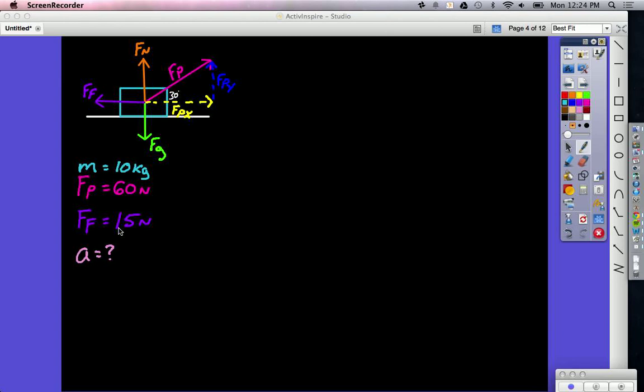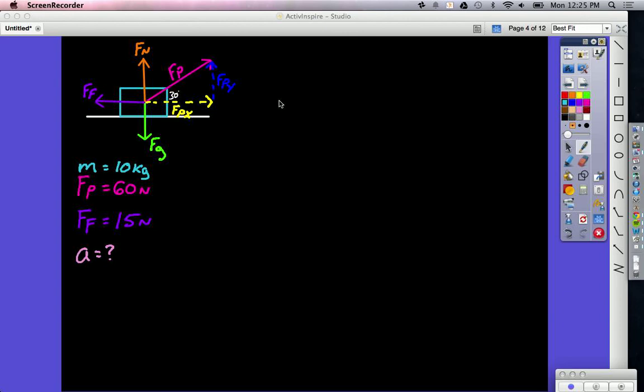So to solve this problem, what we need to do is figure out which way this is accelerating. It's going to accelerate directly to the right, because that's the way you're pulling it. It's not accelerating up, it's not accelerating down. So it's going to accelerate to the right. So to find our acceleration, we're going to add up our left and right forces.